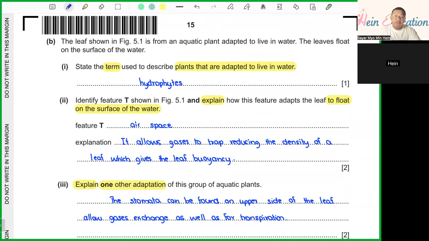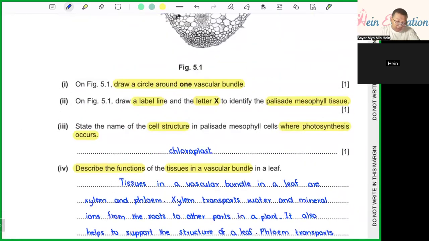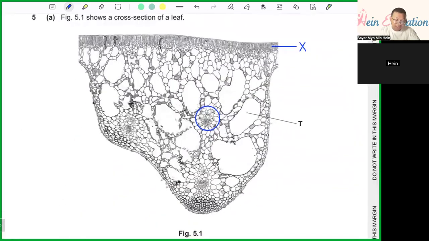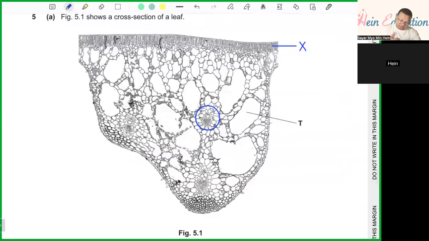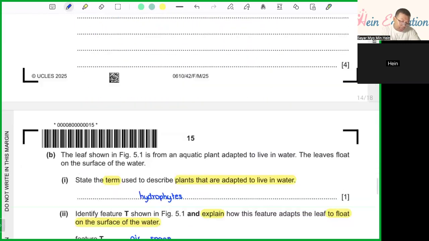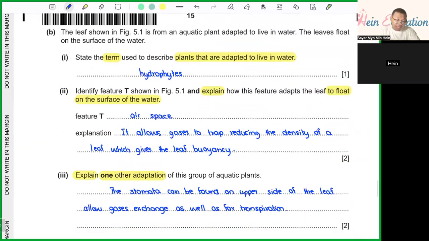And identify feature T shown in figure 5.1, and you need to explain why they adapt the leaf to float on the surface of the water. So when we look at feature T, it's an airspace, right? So that's why I answer airspace. And for the explanation, it allows gases to be trapped in there, reducing the density. So that's why it floats on the surface of the water, and it gives the leaf buoyancy, right? So that's how the leaf floats on the surface of the water if it has a lot of air spaces.